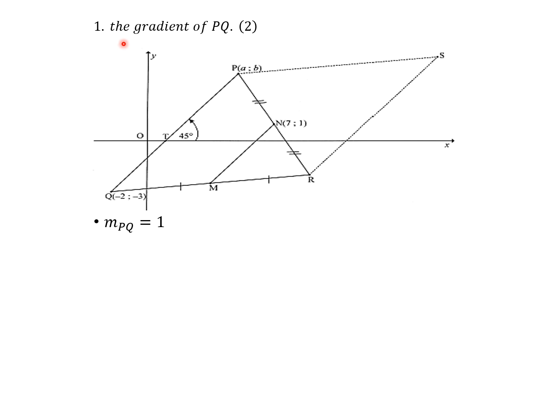Question 1, they want the gradient of PQ. The angle of inclination starts from the x-axis and touches the line. So the gradient of PQ equals tan 45. Tan 45 equals 1, so the gradient of PQ equals 1. 1 mark for tan 45, 1 for the answer.